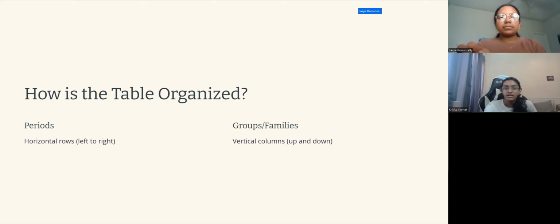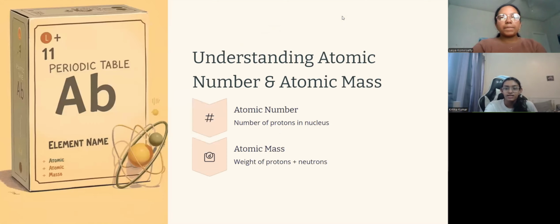So now let's talk about understanding atomic number and atomic mass. So an atomic number is the number of protons in the nucleus. And then the atomic mass is the weight of protons plus neutrons. So when you're calculating the atomic mass, you're just going to take the number of protons and add it to the number of neutrons. So if I give you the number of protons and you have the atomic mass, because you can see it in the periodic table, you can automatically find neutrons, and that is why this is useful.